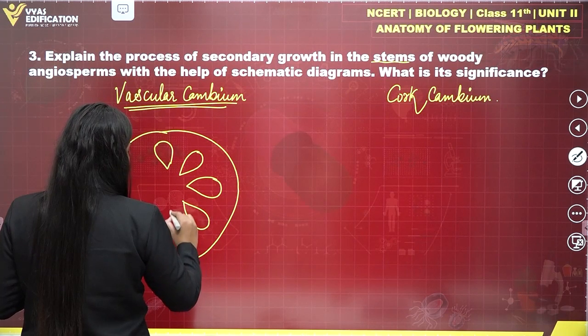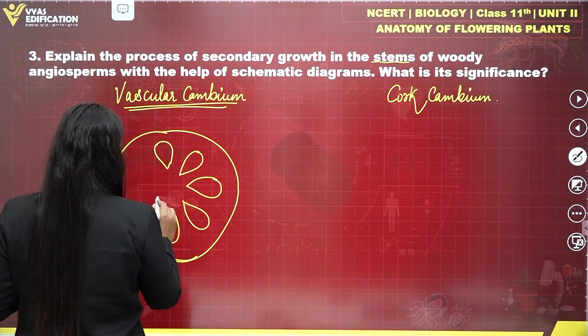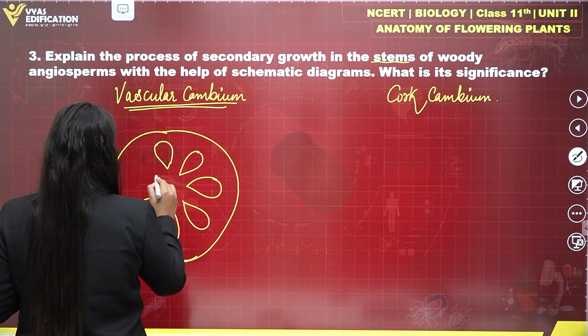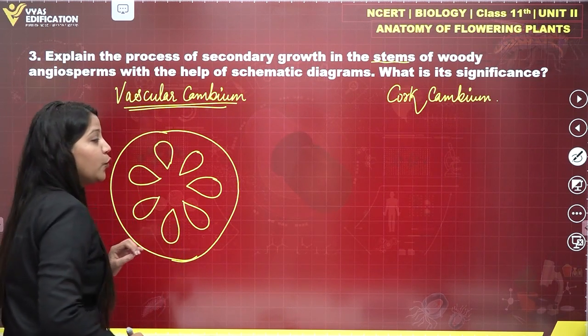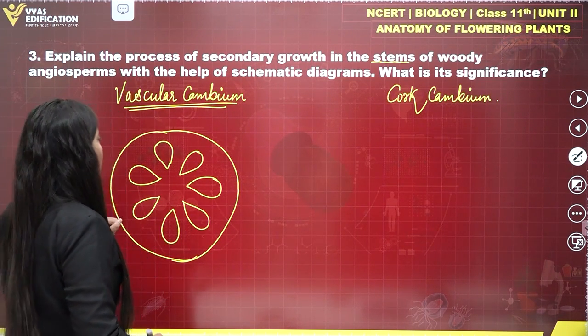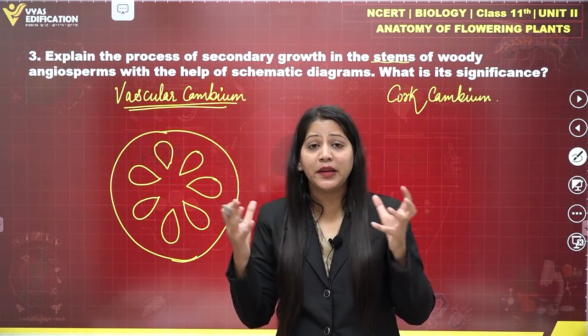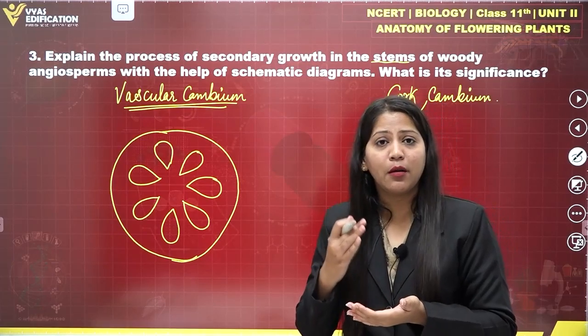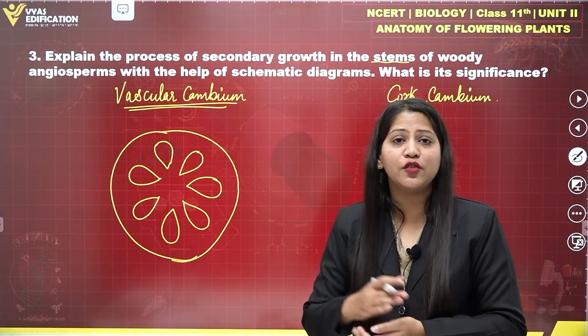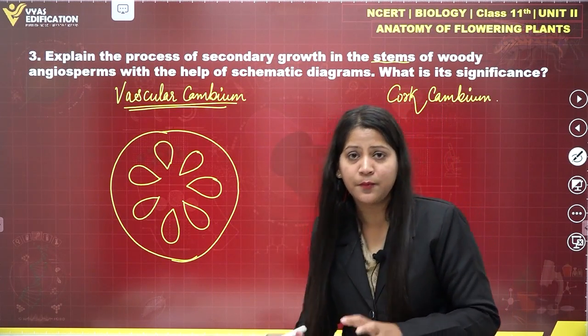Secondary growth always occurs in dicot plants only. Secondary growth is not a feature of monocot plants. We know that. So, secondary growth occurs in angiospermic dicots, and we are talking about the process of secondary growth in angiospermic dicots in stems, right?